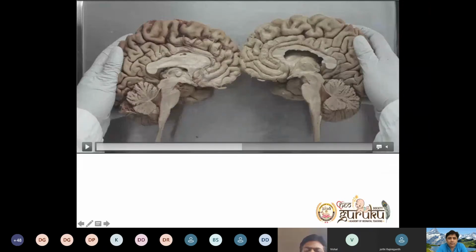So from top to bottom, you can see many structures here. You can see your cingulate gyrus, then your corpus callosum, then your third ventricle, then your fourth ventricle and cerebellum. So this sagittal section is a plane where forebrain, midbrain and hindbrain, all three, you can see.